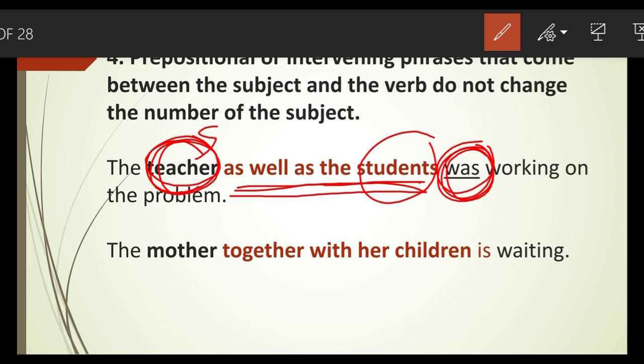Next sentence, the mother together with her children is waiting. Okay, so dito, our subject is the mother. The mother is singular.